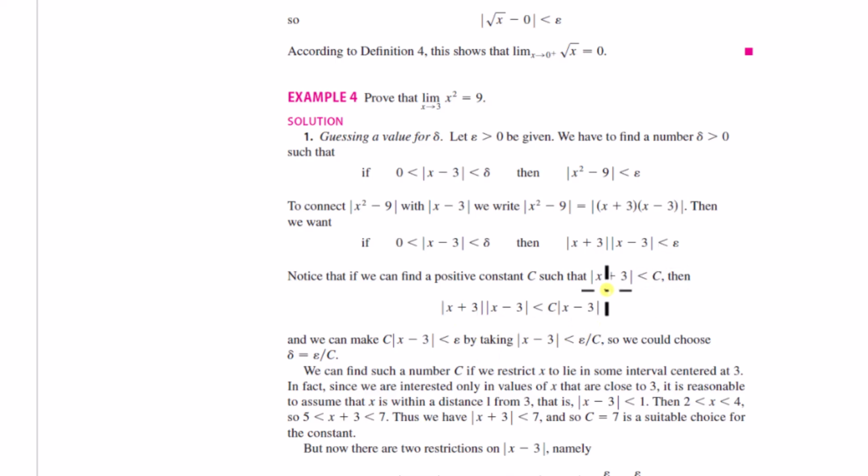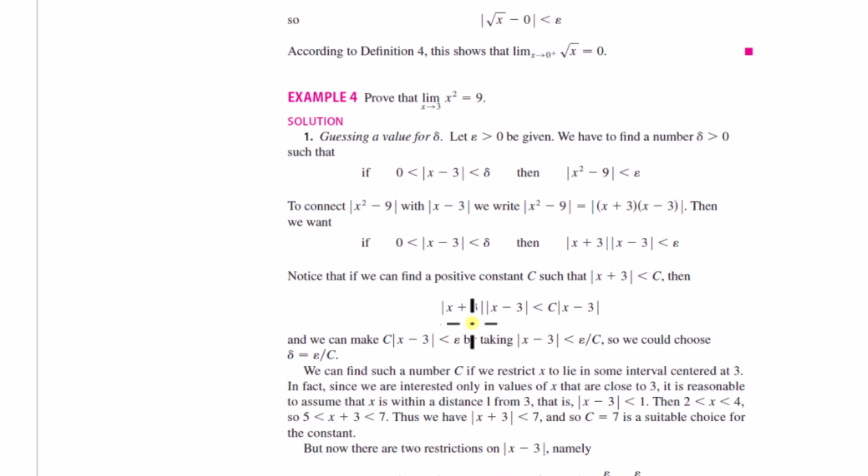Right? Because if c is always greater than the absolute value of x plus 3 for all x, and here all we've done is just replace c with the absolute value of x plus 3. So you've got the absolute value of x plus 3 times the absolute value of x minus 3 here, and then you've got c times the absolute value of x minus 3. Well, if c is always greater, not greater than or equal to, always greater than the absolute value of x plus 3, then this is going to have to always be greater than this, right?